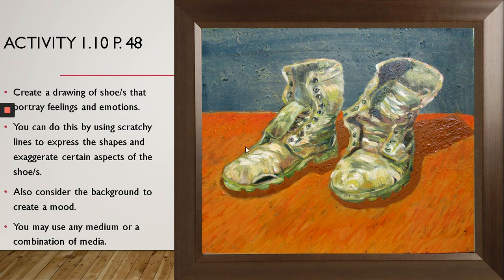Okay, activity 1.1 on page 48. You are going to create a drawing of shoes that portray an emotion. So find some shoes that you like or dislike a lot. Maybe it's your school shoes because they remind you of being oppressed and they remind you that you can't do anything. You have to go to school, you have to live in the society that has these rules and these rigid things. So then you would take your school shoes and try to portray that feeling.